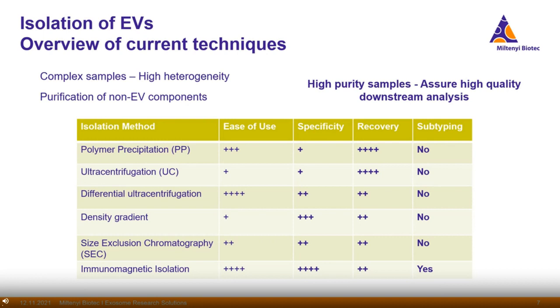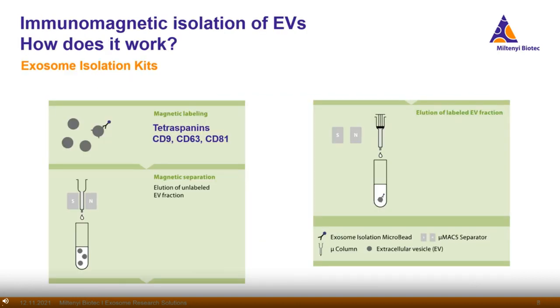Miltenyi Biotec has developed an assay based on immunomagnetic isolation, and this assay targets specific EB membrane markers, which allows for a highly specific and high purity exosome isolation. One of the big advantages of immunomagnetic isolation is also that it allows for the separation of a specific EB subpopulation based on different surface markers. Okay, so how does this method work?